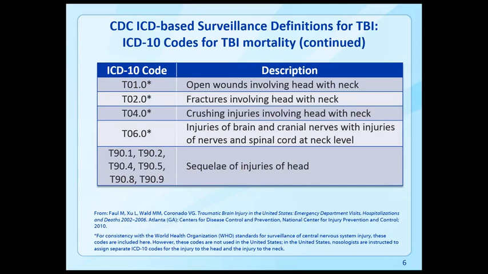I use two slides here just because if you try to put them all on one slide, it's just too small to be able to read. These are another series of codes that are still included in the TBI mortality definition. These codes all start with the letter T. There are several codes here, the T01.0, T02.0, T04.0, and T06.0. Those codes are actually used in an international definition, and for comparability, we've included them here.